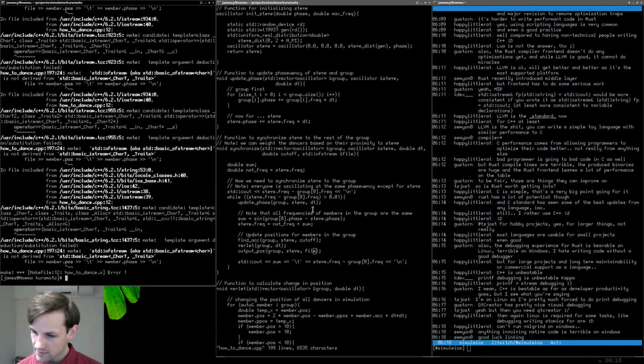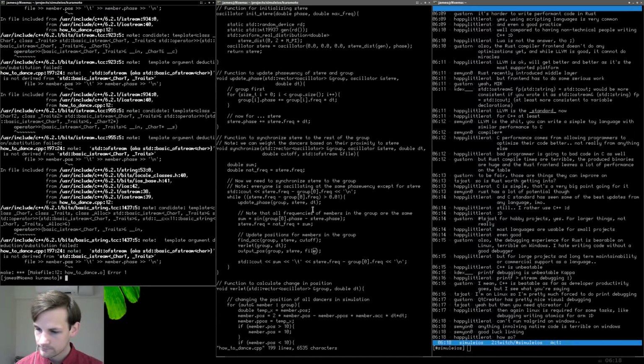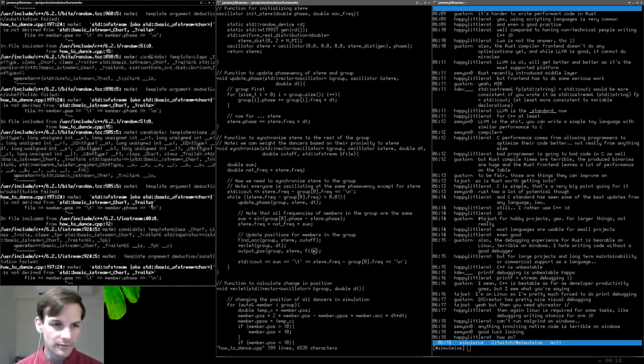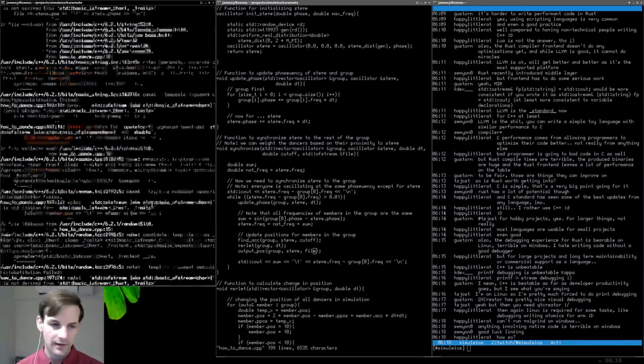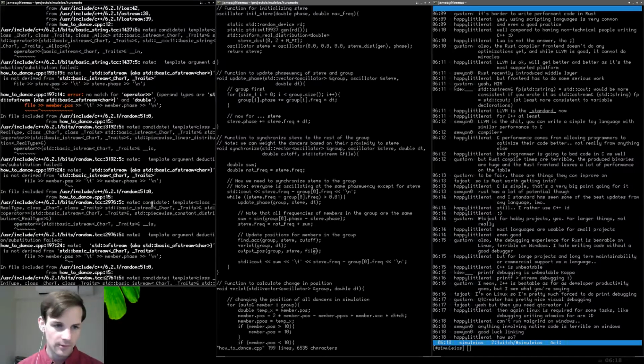Good luck linking. Anything involving native code is terrible on Windows. Yeah, I don't know. I don't know how to code very well in Windows. I'm not gonna lie, it's not something I can do relatively straightforwardly.